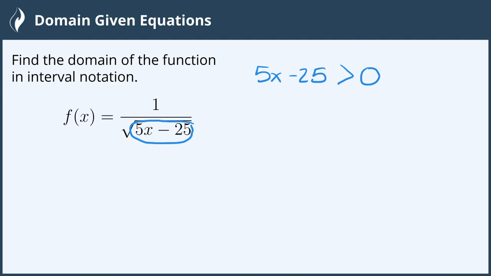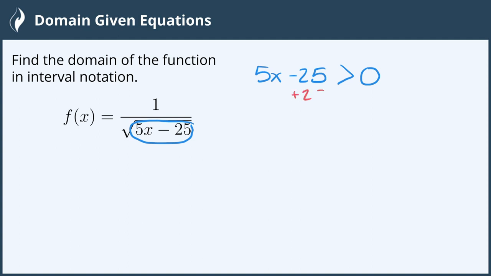And so I'm going to say greater than zero, but I can't say greater than or equal to zero, because if it equals zero, then the denominator would be zero and we would be dividing by zero, and that's not something we can do. So we'll just set 5x minus 25 is greater than zero and solve for x.